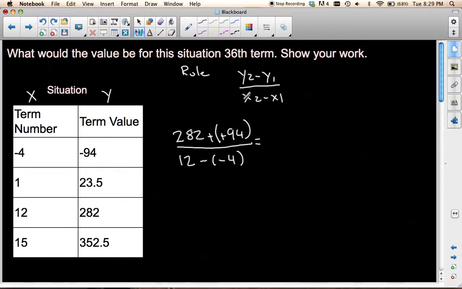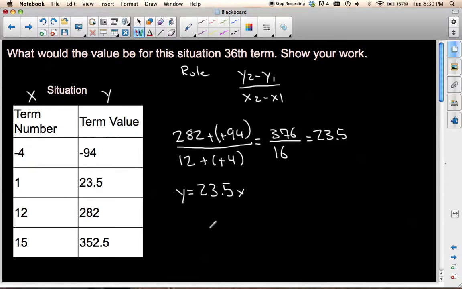We talked about in class how a negative and a negative make a positive. So 282 plus 94 gives us 376, over a negative and a negative, again, a positive: 12 plus 4 gives us 16. 376 divided by 16 gives us 23.5. 23.5 is our slope. So our rule is y is equal to 23.5x.